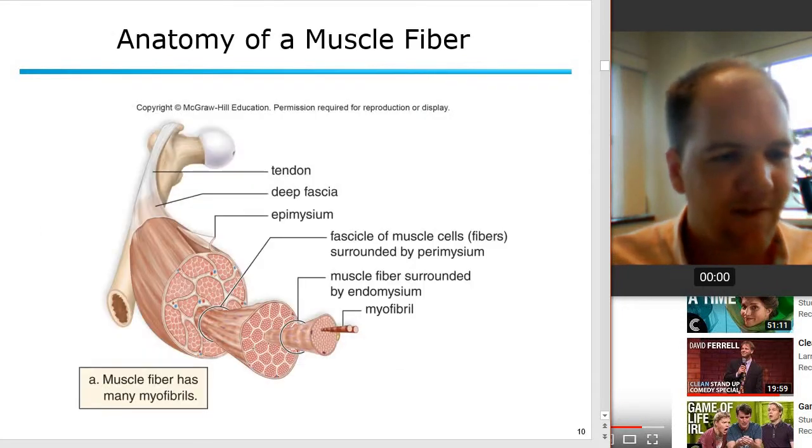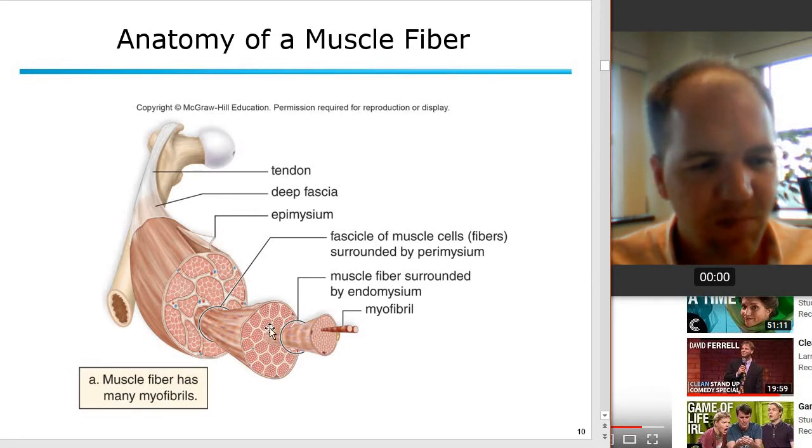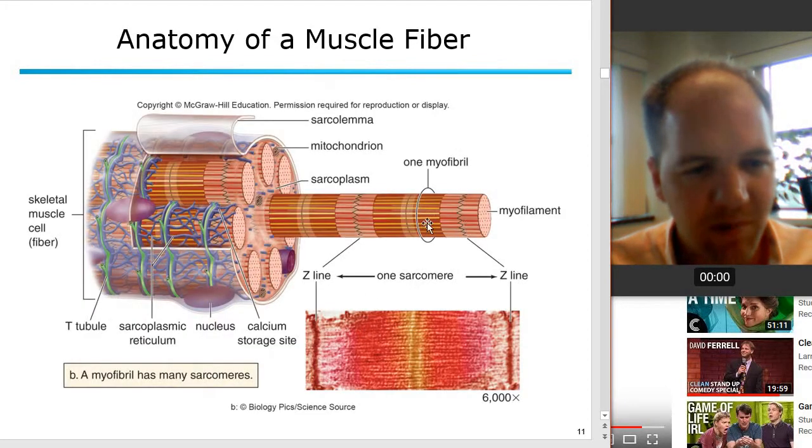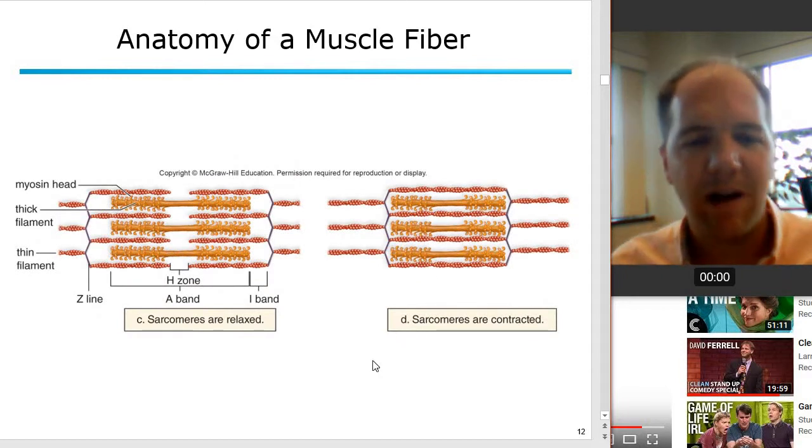So did you get that? So here it is. You have the full muscle, epimysium, fascicles, perimysium, muscle fibers, endomysium. Within the muscle fibers we have the myofibrils. The myofibrils are made up of actin and myosin, myofilaments.